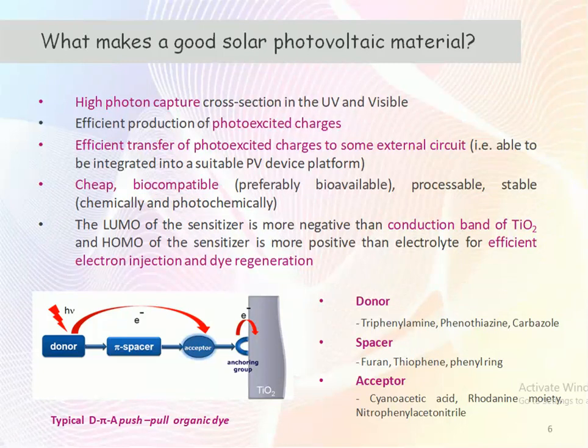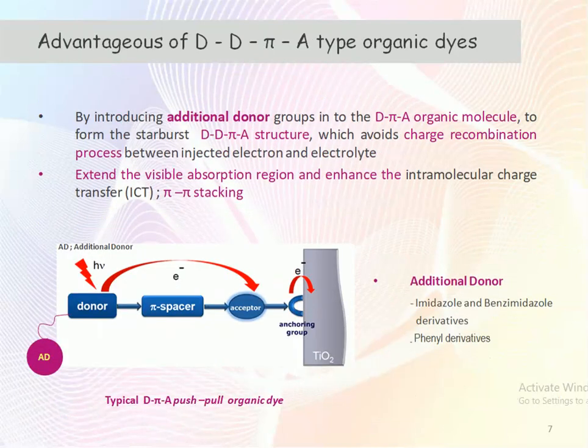So normally a donor should be rich in electrons, an acceptor should have an electron-withdrawing nature, and a spacer should have a high number of double bonds, that is, conjugation. Those things are considered for a material to become a good material for photovoltaic aspects.